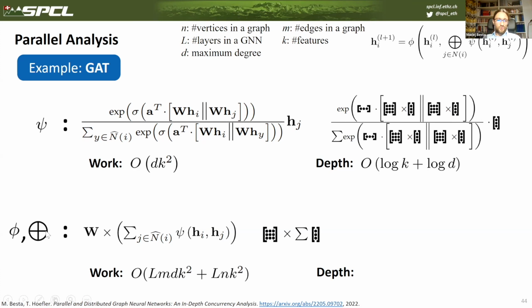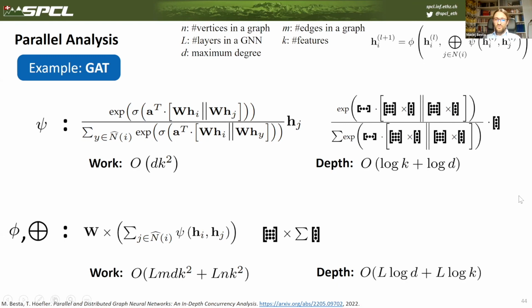And then once we wrap together all these executions of the psi and plug them into the final expression together with the aggregation and the phi, our final work will be, as you probably expected, quite high. So this is going to be proportional to the number of GNN layers as before, number of edges as before, but then also the max degree and the square of the number of features, and then plus L times n times k squared as before. Right? So this is actually a lot.